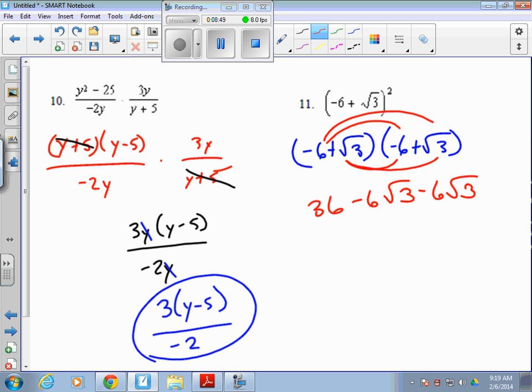And last, positive times positive is going to be positive square root of 9. And we know the square root of 9, or based on the shortcut, multiplying the same radical by itself takes it out of the radical symbol, plus 3. Combine your like terms, 36 and plus 3 is positive 39. Your other like terms at the same time are negative 6 square root of 3, negative 6 square root of 3, which is minus 12 times the square root of 3.